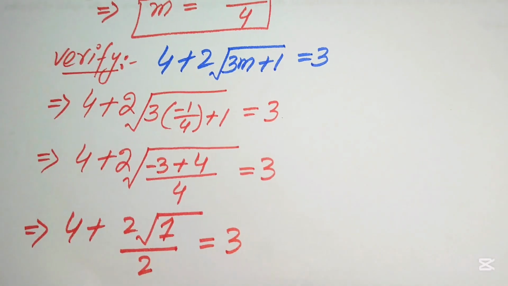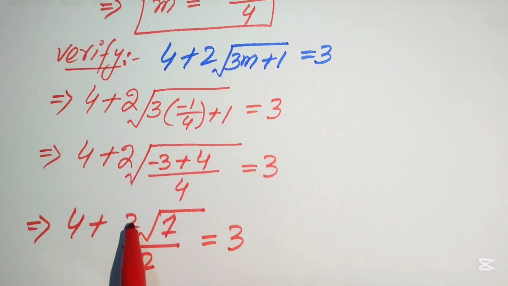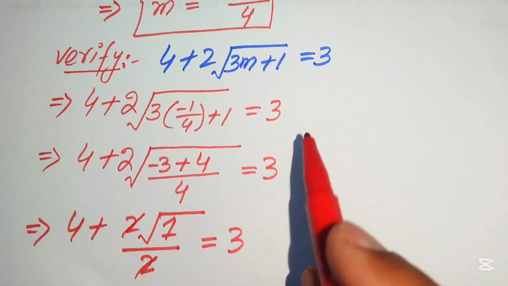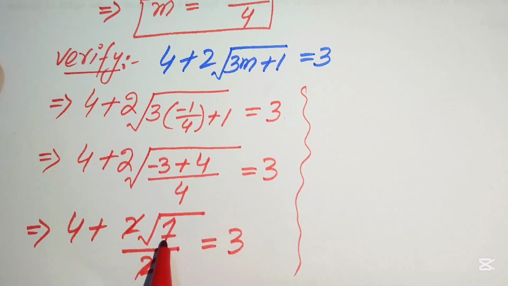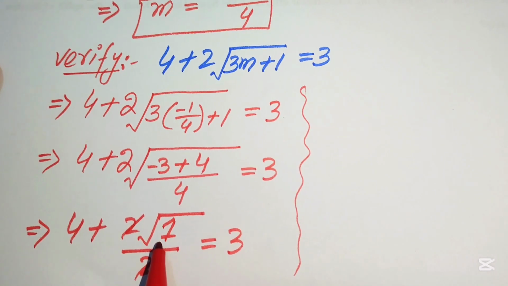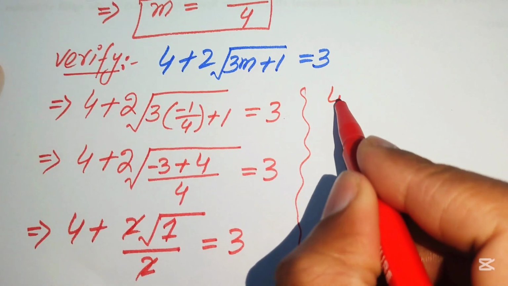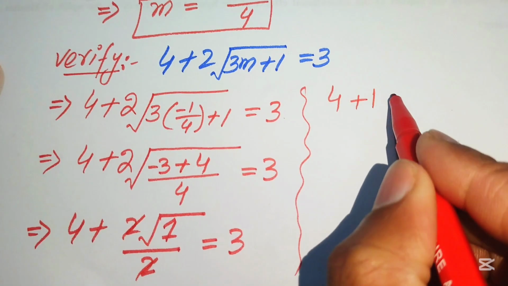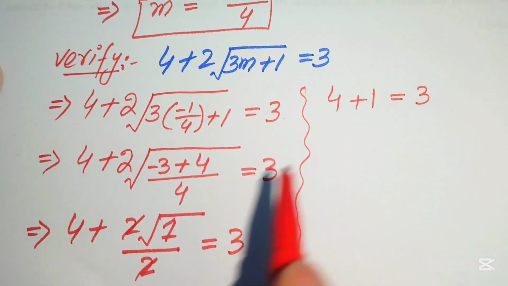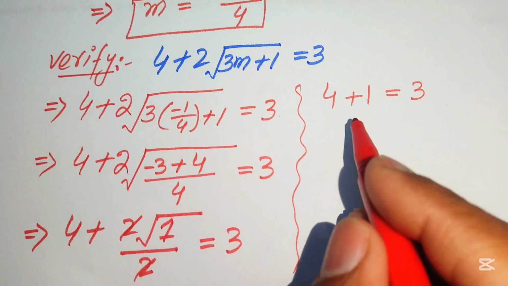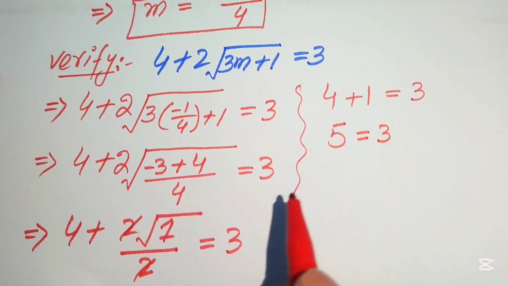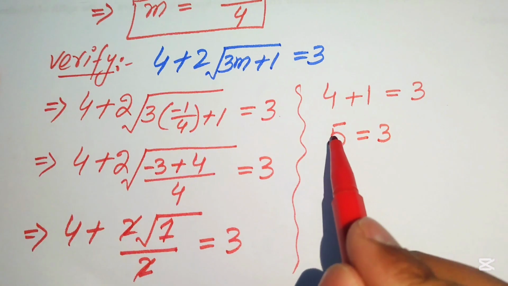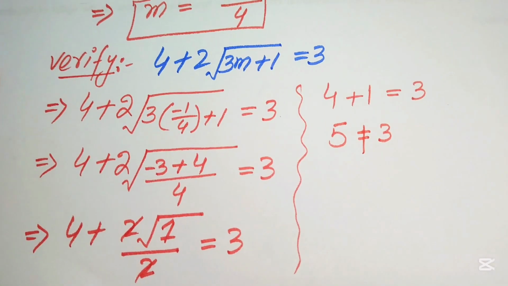Now you see this 2 is cancelled out by this 2. Further I can solve this here. This 2 is cancelled out by this 2, but you know that the square root of 1 is equal to 1. So we write here, 4 plus 1 is equal to 3. We know that 4 plus 1 is equal to 5, and this is equal to 3. So you know that 5 is not equal to 3.